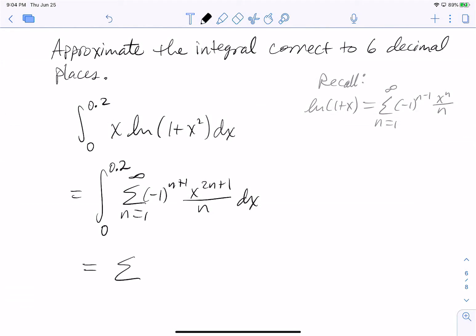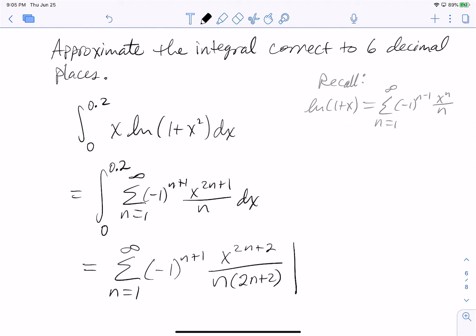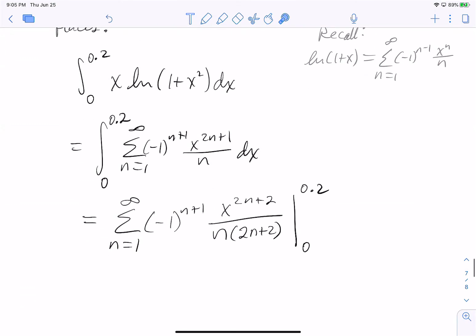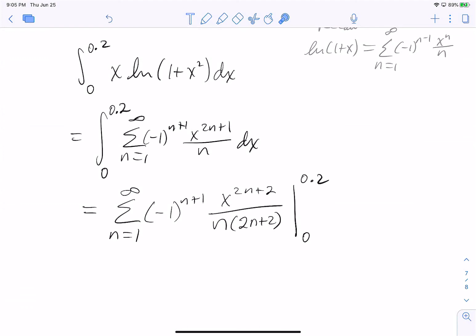For this integration, we're going to use the power rule, as is the case with all power series. We have the sum as n goes from 1 to infinity of negative 1 to the n plus 1, x to the 2n plus 2, I forgot how to add 1 for a moment there, divided by n, which was already there, and then we divide by the new exponent, 2n plus 2. This is a definite integral, so we're going to evaluate from 0 to 0.2. Now, folks, I blew right past it, but this highlights one of the reasons that power series are so nice to work with, because calculus with them, differentiation, integration, always involves the power rule.